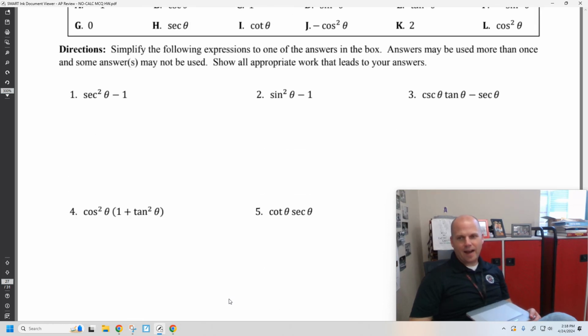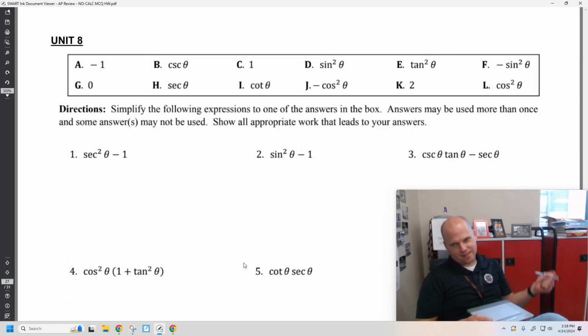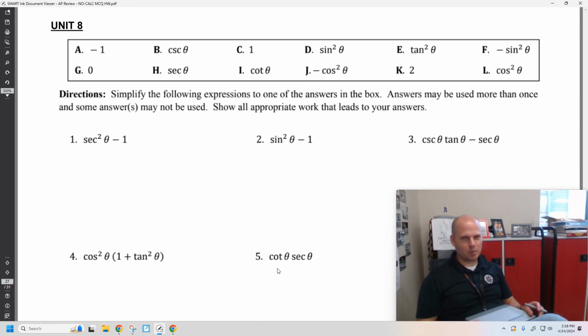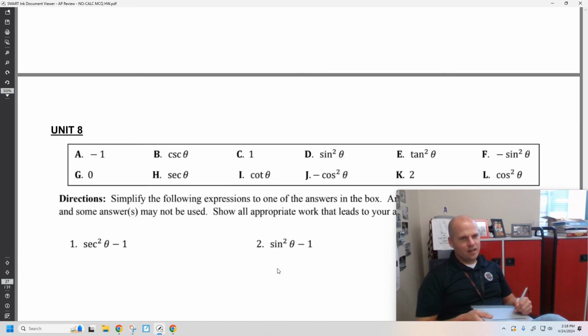Oh, let's get after it. Unit 8. Solving identities. You guys stunk at this unit. You're horrible. Oh, what do we got to remember?